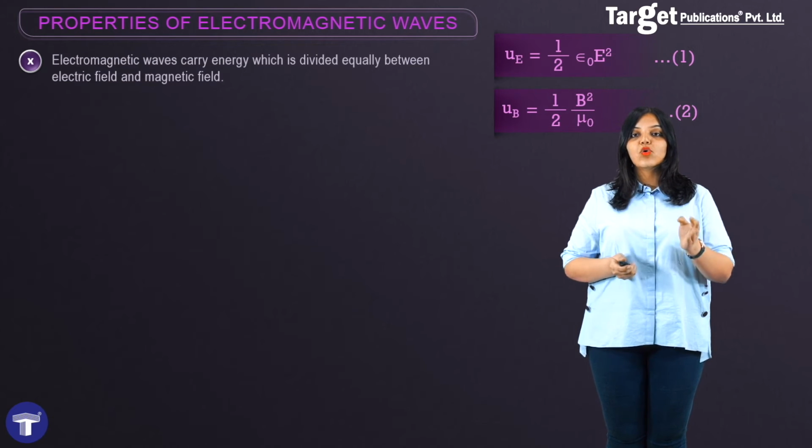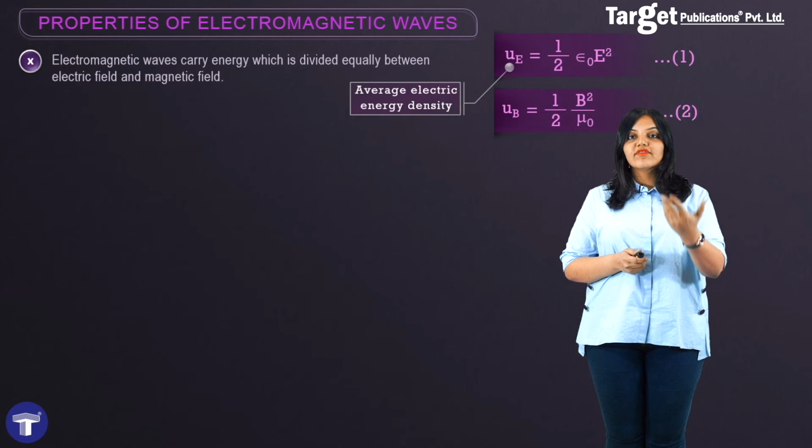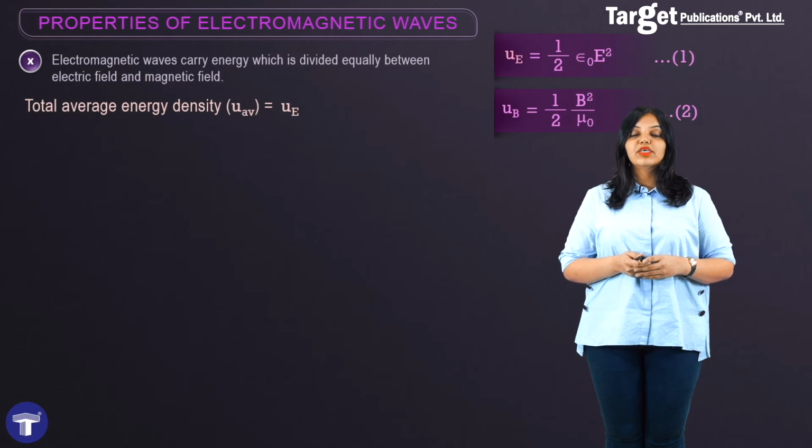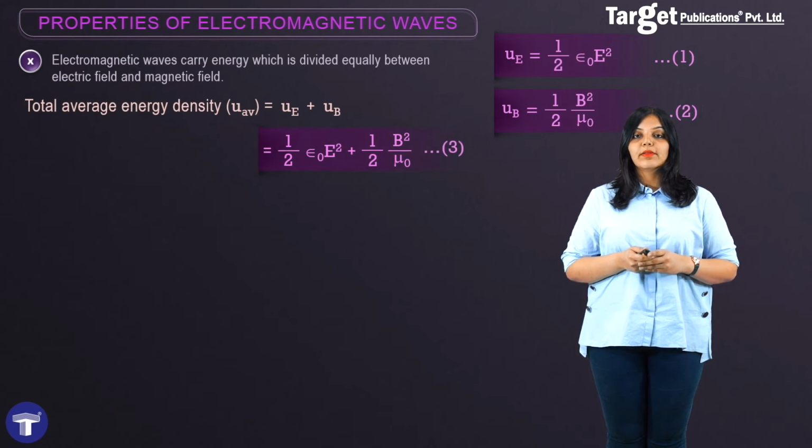And in this case, the total average density, that is the average electric energy density plus the average magnetic energy density, came out to be U_E + U_B, which was nothing but ½ε₀E² + ½B²/μ₀.